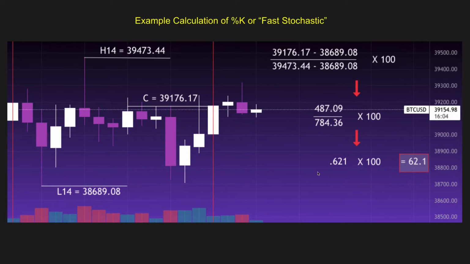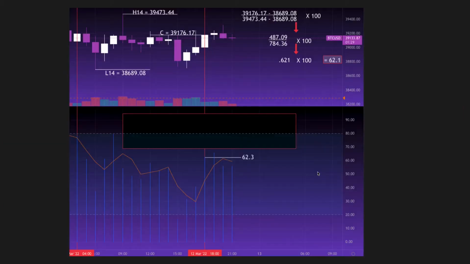Now let's verify that with the stochastic. Indeed, we will find at this candle, our calculations came out super close. We had 62.1 in my calculation, and the actual stochastic comes out to 62.3. The reason it's not exact is because of these values here, the lowest point. I didn't get the exact lowest point.